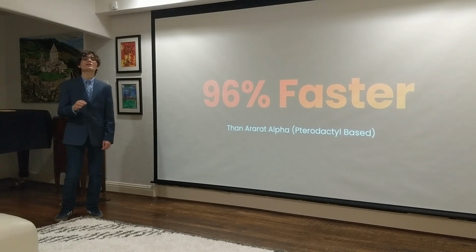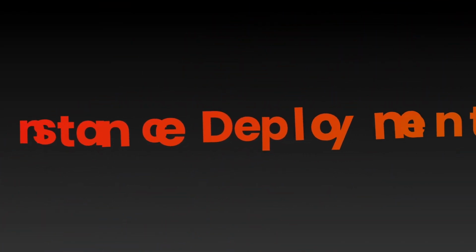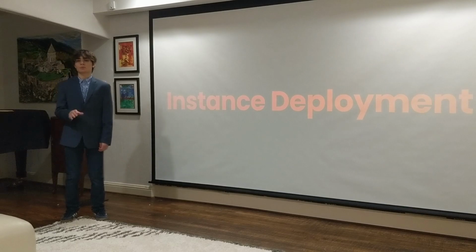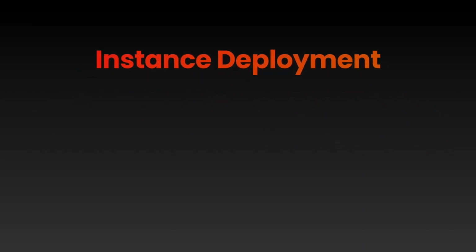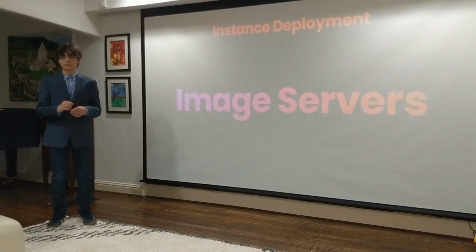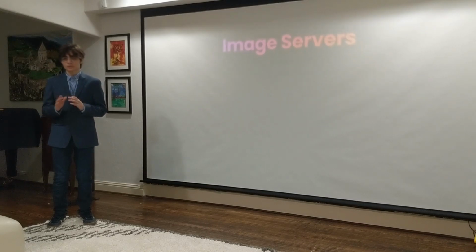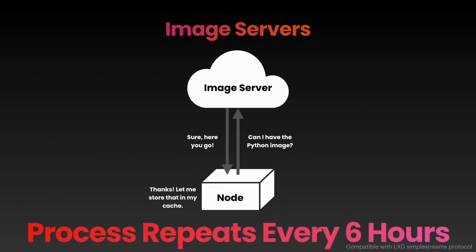We have completely re-engineered Aurora's internal workings, and it all starts with instance deployment. How fast an instance is deployed matters in a world where scaling your applications is important, which is why we created image servers. Here's how it works. The first time an image is used, the node connects to the image server asking for the image needed by the instance. Then, the image server sends the image right back to the node. The node then stores the image in its cache and automatically reconnects to the image server every 6 hours in order to refresh the cache.